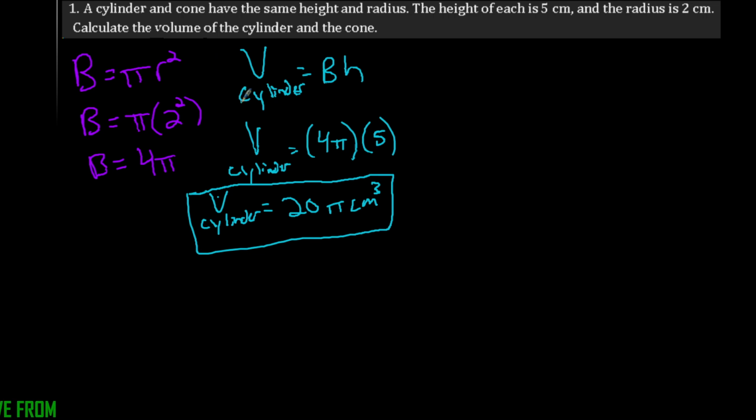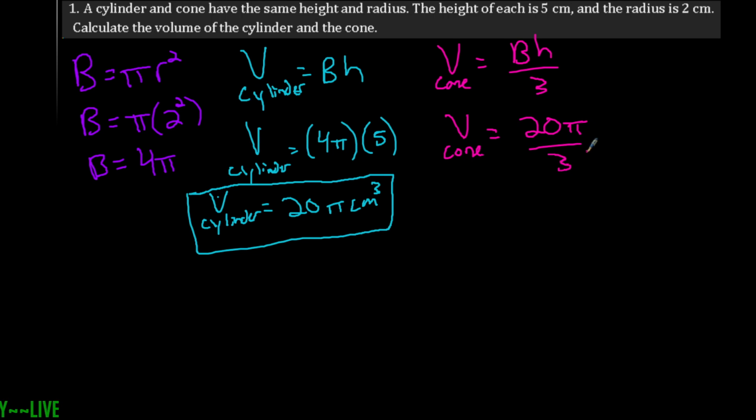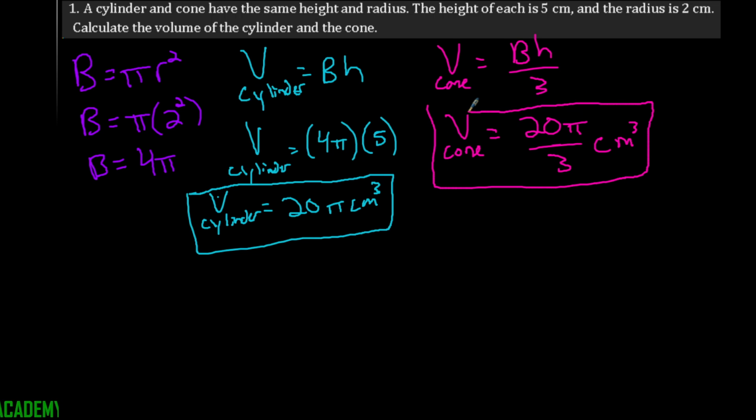So now let's find the volume of the cone, which is going to be real easy. The volume of the cone is just going to be the area of the base times the height divided by 3. So we can take this value that we have and use it here. We're going to say the volume of the cone is equal to 20 pi over 3 centimeters cubed. So make sure you can see how those work.